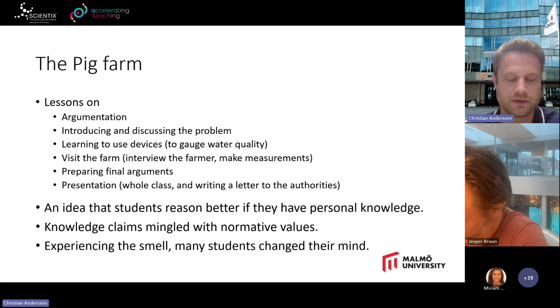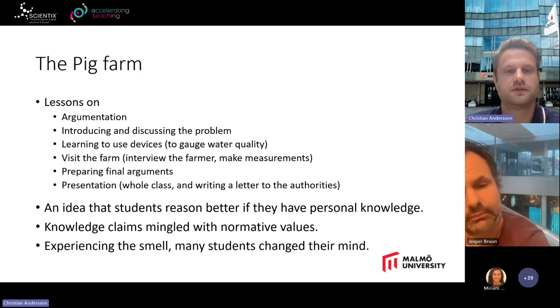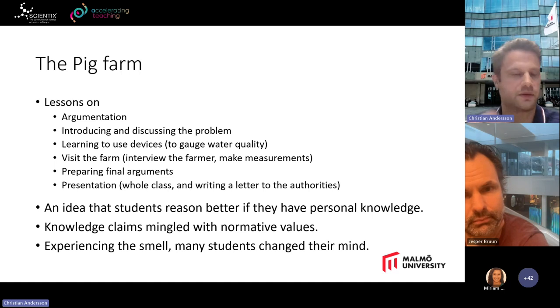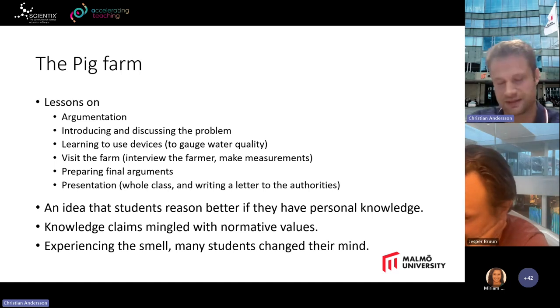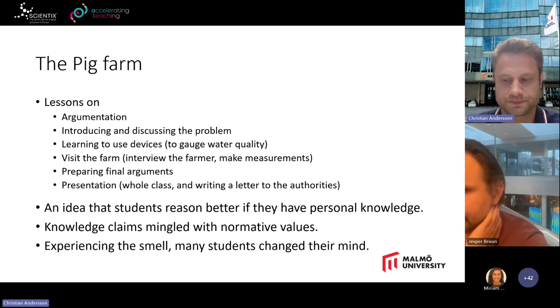This project was underpinned by the idea that students reason better if they can connect to the content. If they have personal knowledge about what we're discussing in the classroom, they might reason better. Because sometimes in a classroom, the discussion can be very theoretical about things that students don't necessarily relate to. But the pig farm was very concrete, something that was close to where the students lived, so they could relate to it.